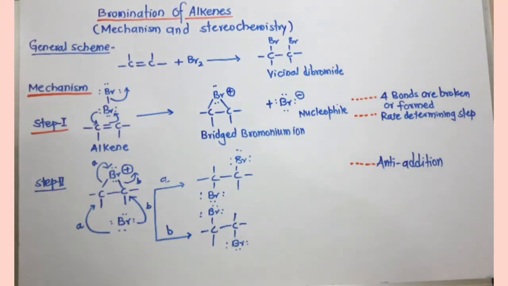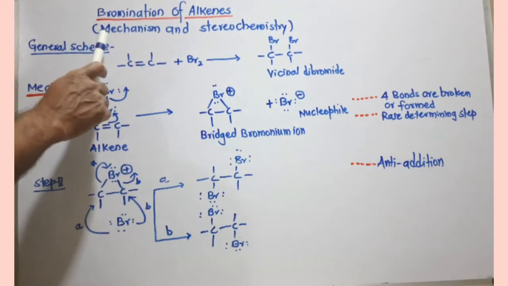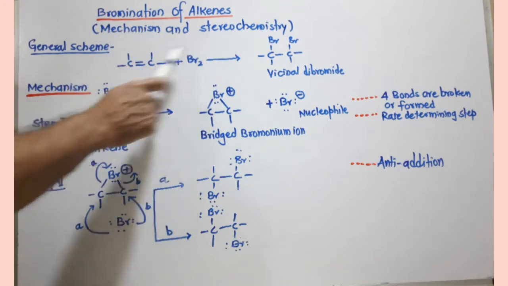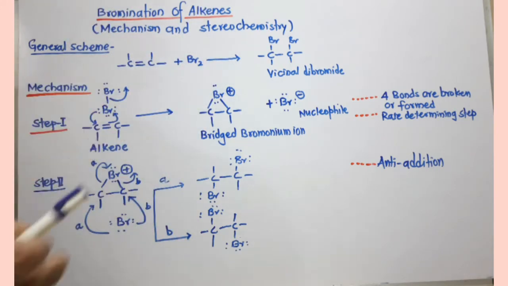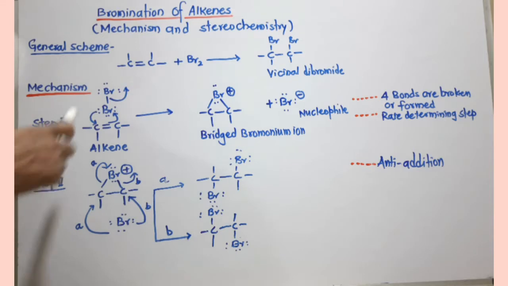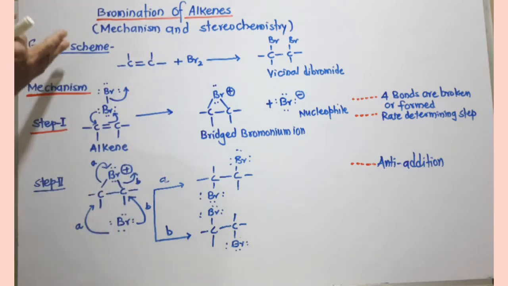Bromination of alkenes. Here we are going to discuss mechanism and stereochemistry. To understand the stereochemistry of this reaction, we should know the mechanism of this reaction. So in the first part, we are going to discuss the general scheme.